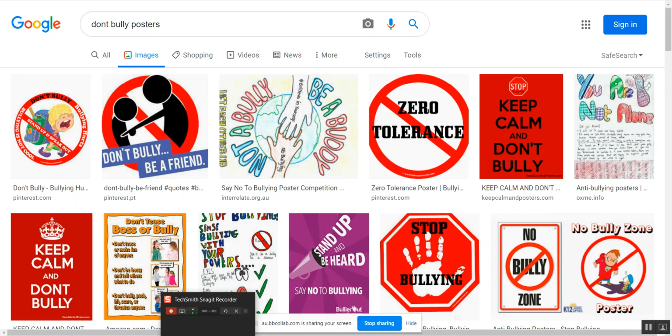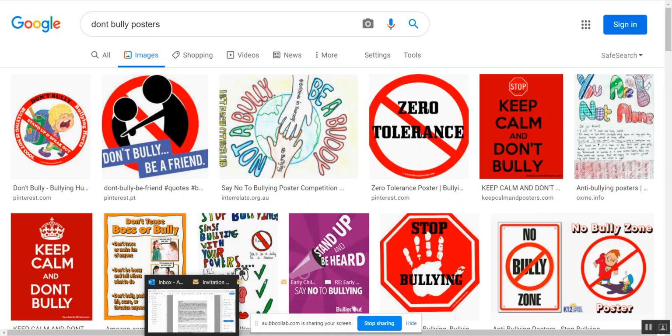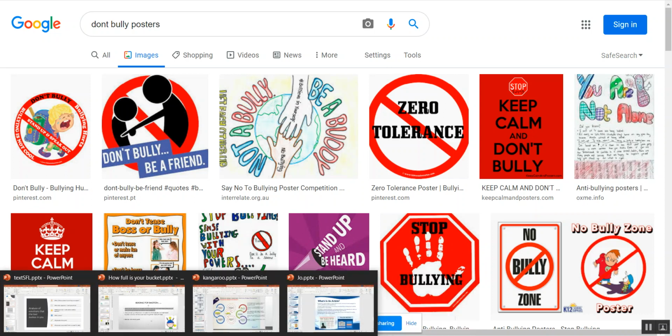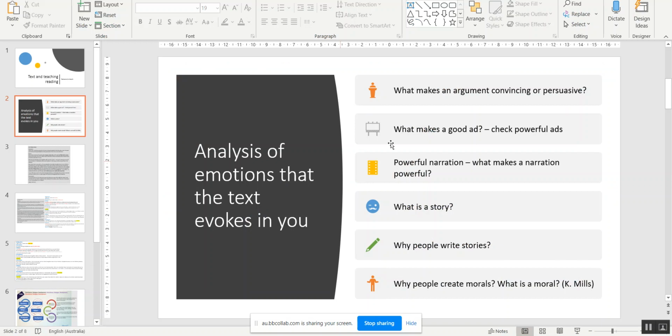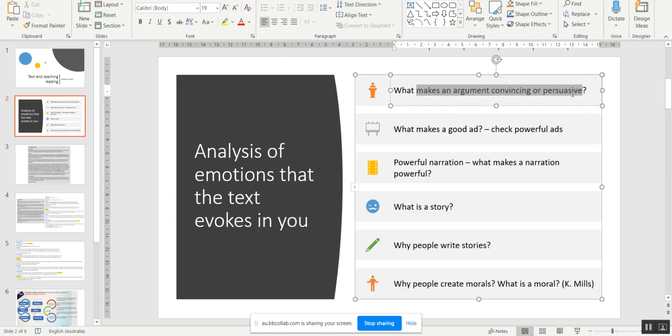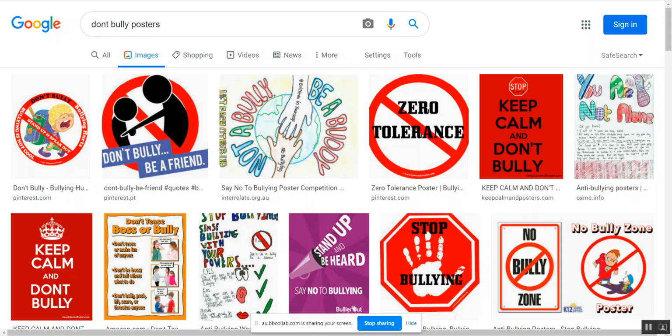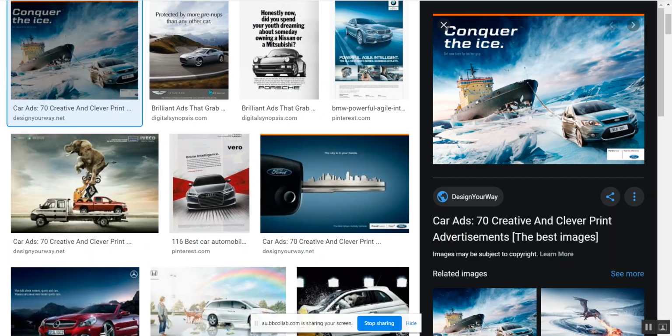So this is how to use the reading for emotion in a way which is imaginative. So what makes an argument convincing and persuasive? What was so convincing and persuasive here? The whole message is that you're fighting the forces of nature and you win with this car, right? So what made it persuasive? So much strength here, but even a boat like this won't drown.